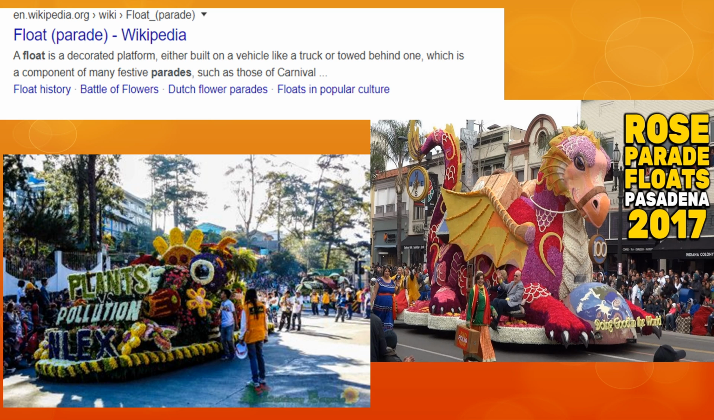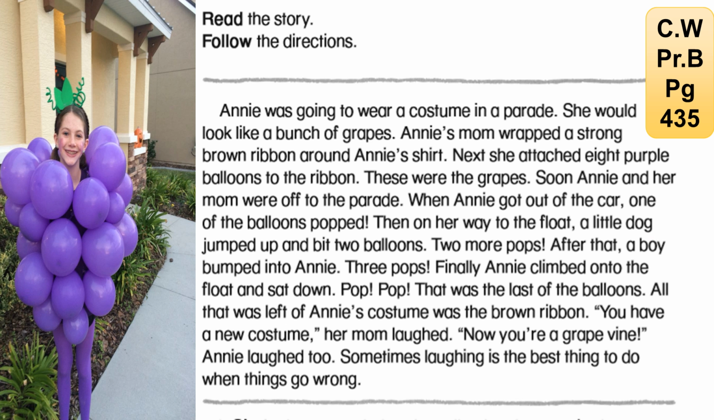The third word that we will learn in this story is float in the parade. The float is a decorated platform, built on a vehicle like a truck. So they bring a truck, they decorate it with flowers, as you can see here in these two pictures. So let's start reading the story.